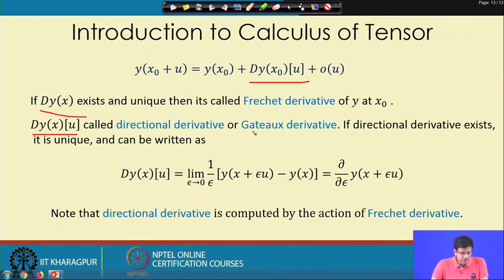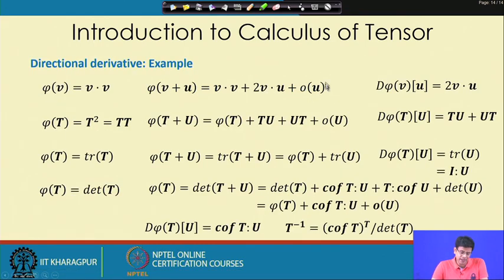Now, if the directional derivative exists and is unique, it can be written as the usual derivative formula, where epsilon tends to 0. This is the formal definition of the directional derivative. Now, let us see some examples of how we use this. So, what have we learned? We have learned two things: one is the Fréchet derivative and one is the directional derivative. Now, let us see some examples.